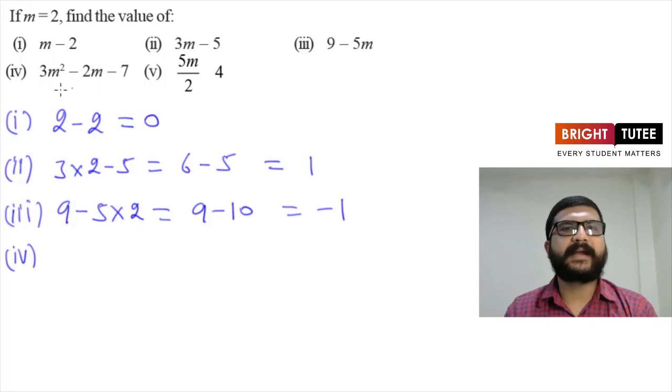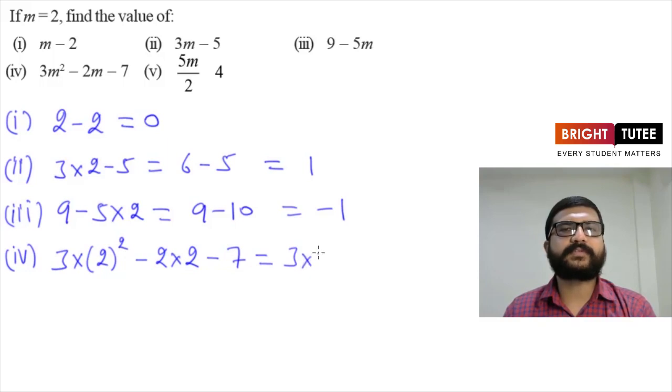Now the next part, it is 3m square minus 2m minus 7. 3m square means 3 into 2 square, that is m square, minus 2 into m, it is 2 only, and then minus 7. Now let's simplify it. We will get 3 into 4 because 2 square is 4. So this is 3 into 4 minus 2 into 2, it is 4. So this is minus 4 minus 7.